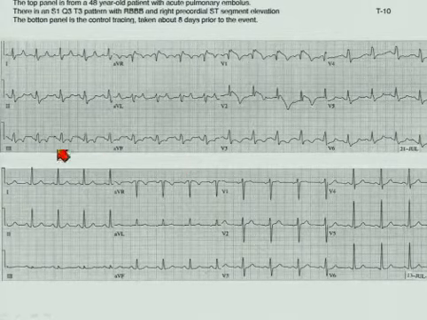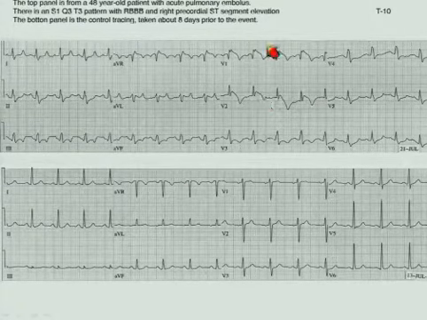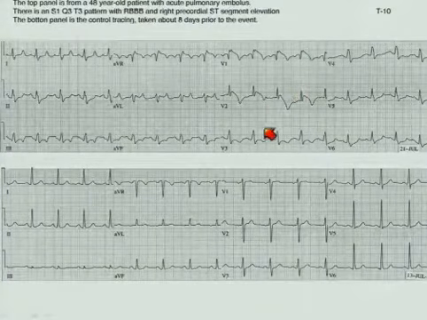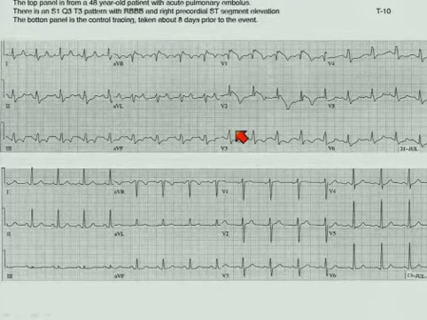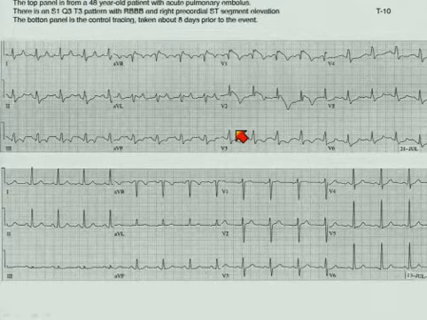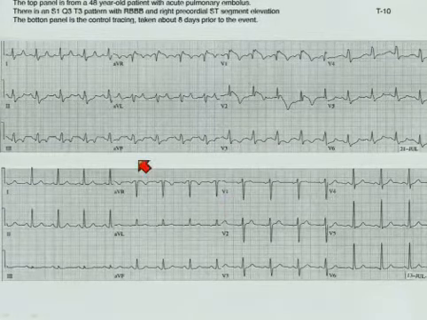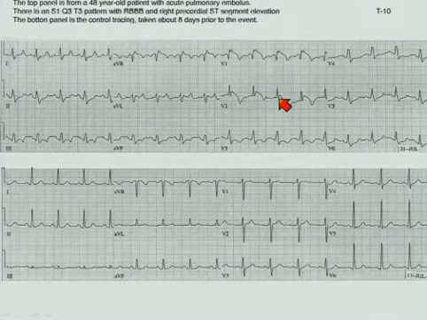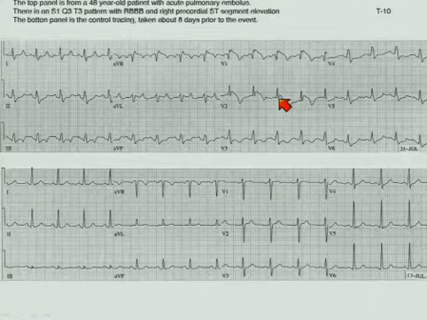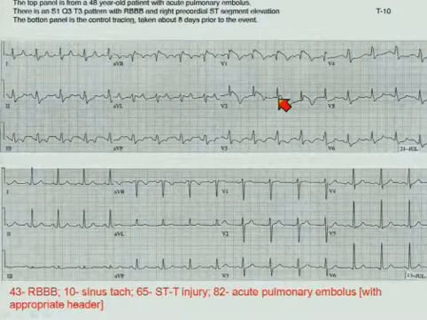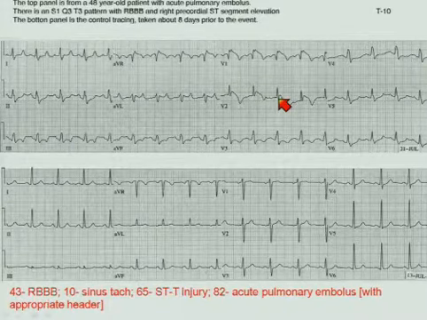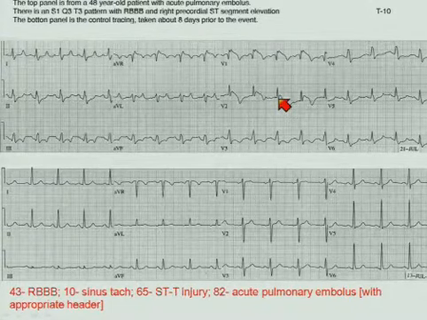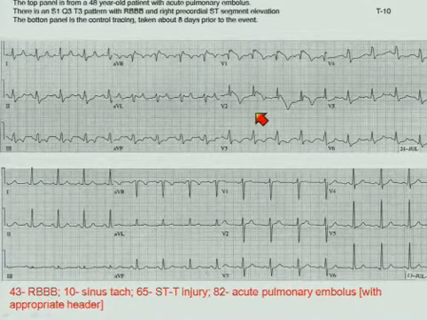So you can see we're simulating an inferior ischemic event and an anterior ST elevation MI, although this would be an unusual distribution, wouldn't it, for that. But in this appropriate setting, these are findings of pulmonary embolus when compared here. S1, Q3, T3, sinus tachycardia, new transient right bundle, and ST segment deviation in V1 and V2. So I would put in this examination, if this were on the test, 43 right bundle, number 10 sinus tachycardia, number 65 ST-T of injury, and number 82 acute pulmonary embolus, again with the appropriate header.